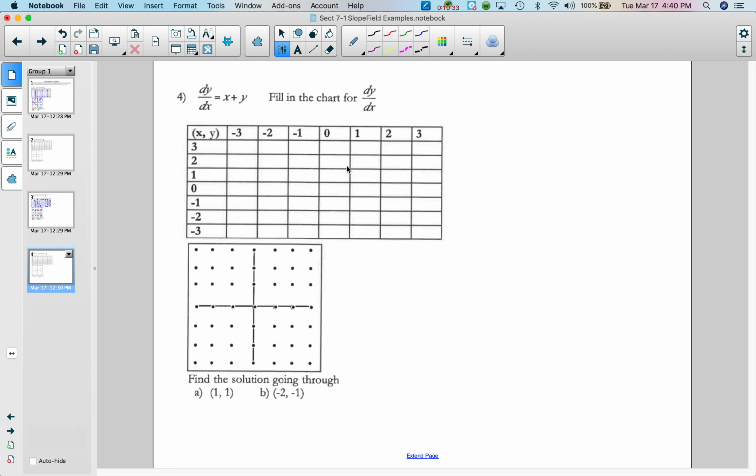Okay, we'll do one more together. This one is actually a little easier to fill in the chart, because it's just x plus y. So 3 plus negative 3 is 0, and then 3 plus negative 2 is 1. So you can fill these in pretty easily. And then 2 plus negative 3 is negative 1, and then we get a 0, and you'll see this pattern. Easy to fill in. 1 plus negative 3 is negative 2, then we get negative 1. Fill that in and continue.